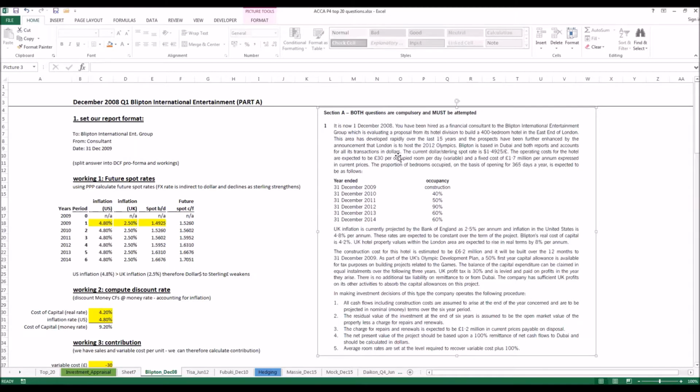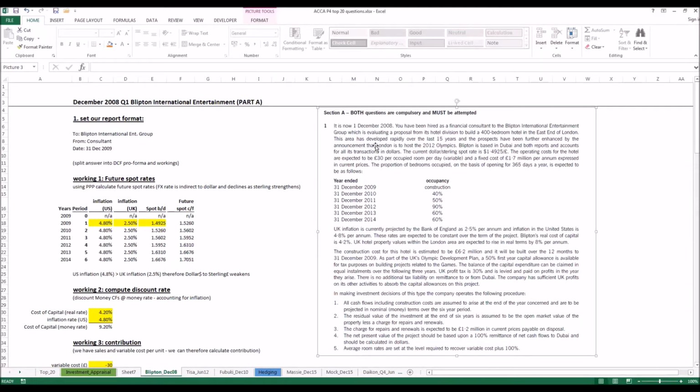So you'll get a whole bunch of inputs here, where the exchange rate will be in sterling. And then the question is that the present values are being asked to be presented in money rates, and they have to be converted from sterling and presented in US dollars. So you're given 1.4925 US dollars to a pound. You're told that the costs are £30 per occupied room.